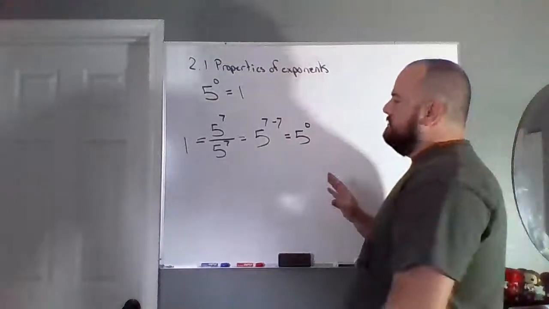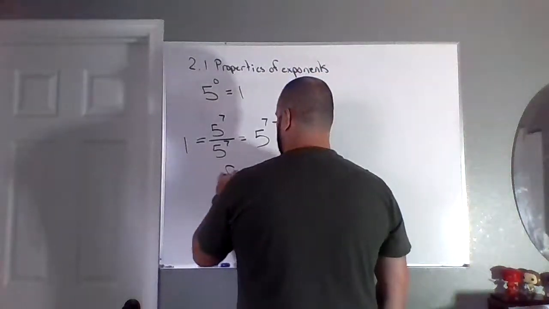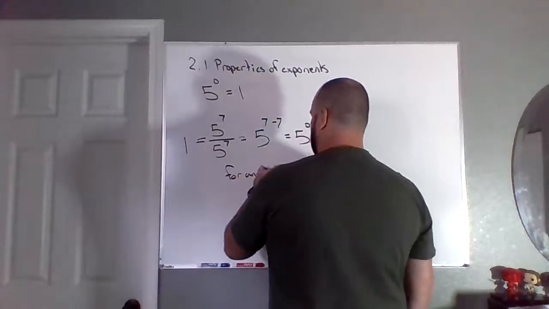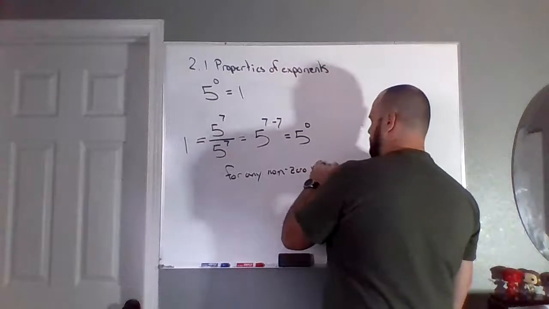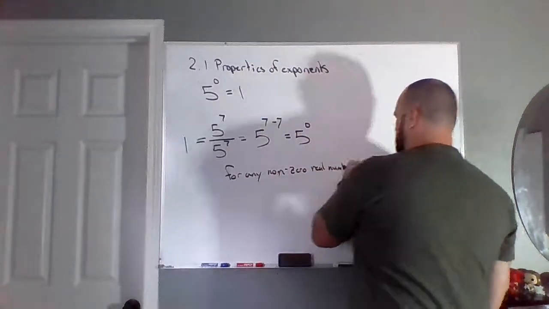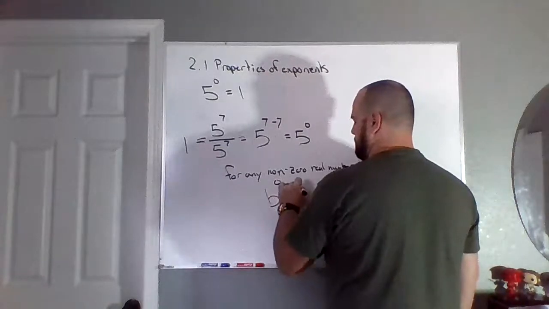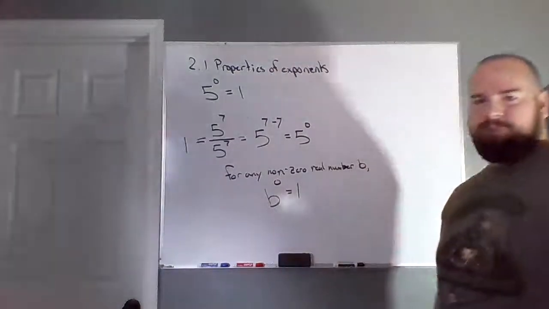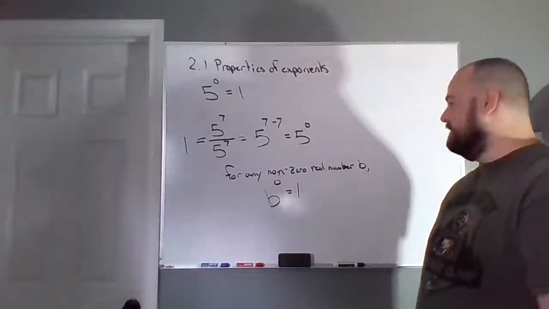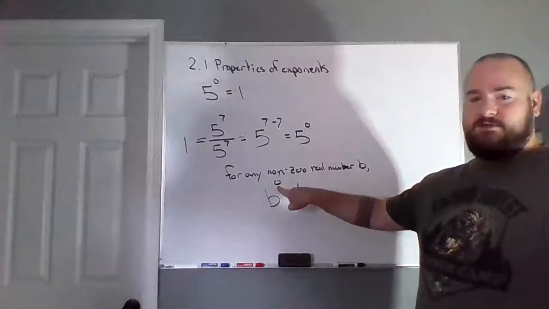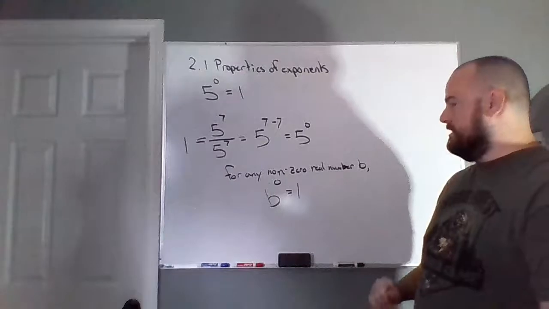So, this brings us to a really nice little fact that for any non-zero real number b, b to the 0 equals 1. That's pretty cool. So if we raise anything to the 0th power, it's always 1. Always. All right.